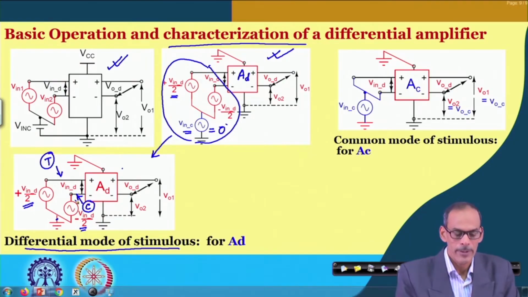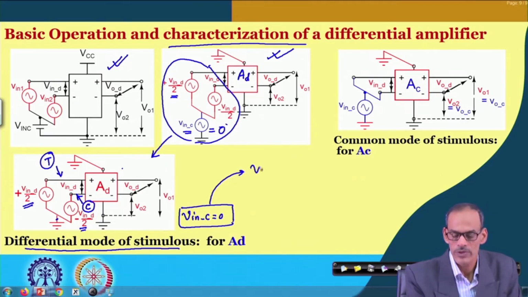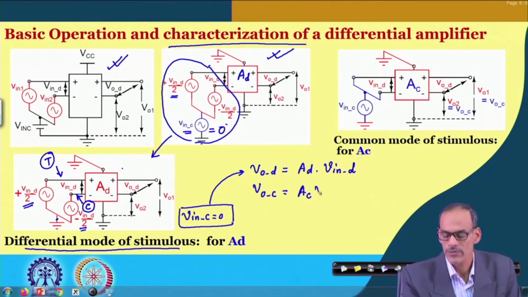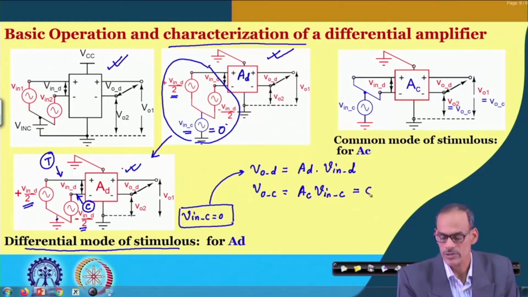And in case we have, say, AC equals to 0, and since in this case VinC equals to 0, which implies that VOD equals to, of course, AD into VinD, and VOC, even though its AC may be non-zero, since VinC in this stimulus is 0, that is why this is equal to 0.